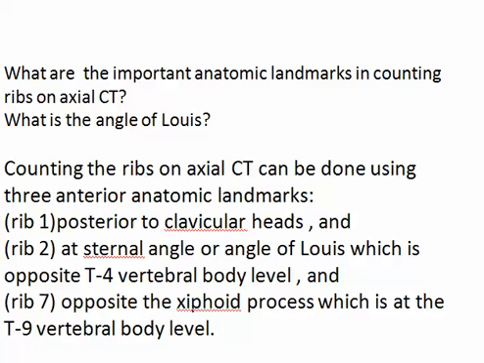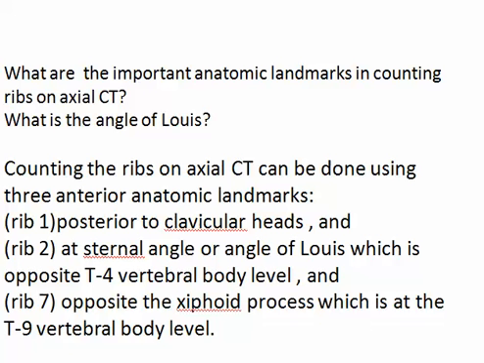What are the important anatomical landmarks in counting ribs on axial CT? And what is the angle of Louis? Counting the ribs on axial CT can be done using three anterior anatomical landmarks. Rib 1 is posterior to the clavicular head. Rib 2 is at the level of the sternal angle, or what we call the angle of Louis, which is opposite the T4 vertebral body level. And rib 7 is opposite the xiphoid process, which is at the T9 vertebral body level.